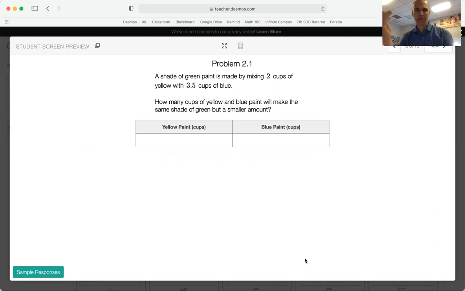Okay, well, how about we just cut everything in half? So what if we used half the amount of green paint, or sorry, half the amount of yellow? All right, I got 2 cups of yellow here.